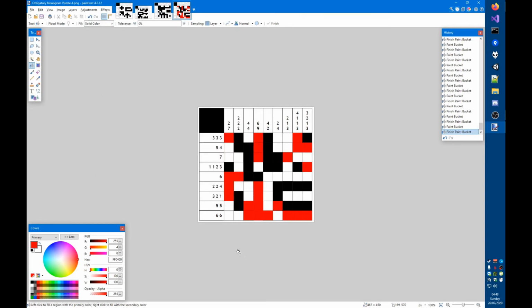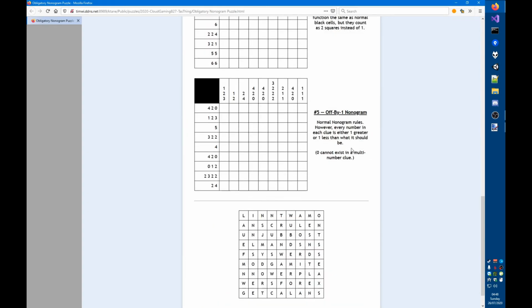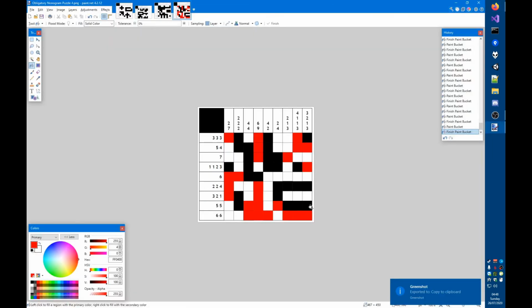All right, that was amazing. I love that. That rule set is very creative. I'm very impressed. And now we have an off by 1 nonogram where every clue is wrong. So let's open this up.